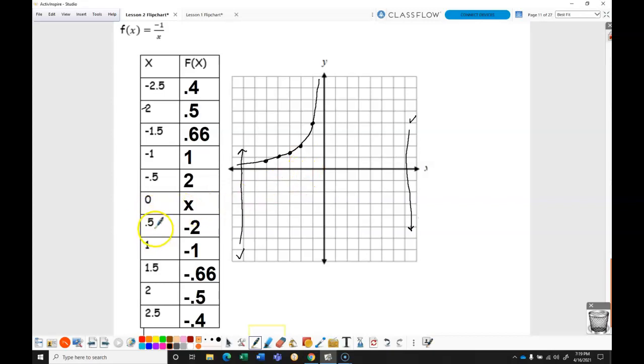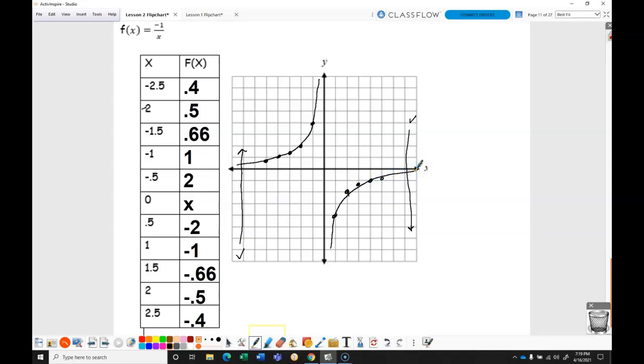So let's show this other branch down here. If I go to 0.5, it's at negative 2. 1 is at negative 1. 1.5 is at negative 2/3. And 2 is at negative 0.5. And 2.5 is at negative 0.4. So there's the second branch of it.